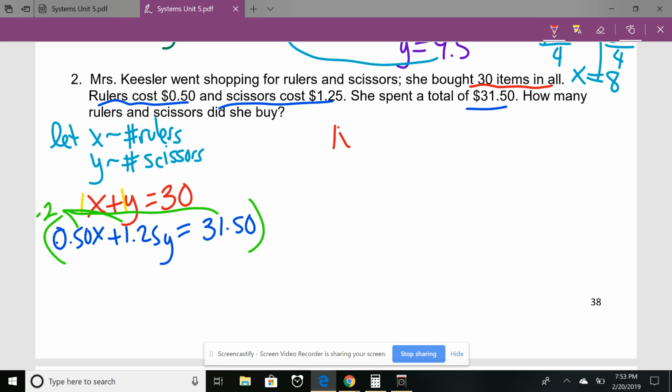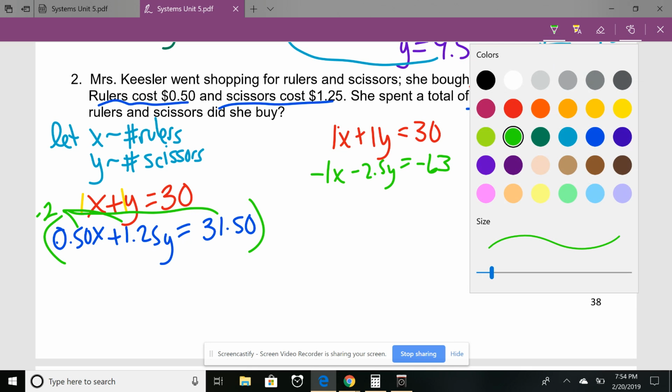So I'm going to rewrite my equation up here. 1x plus 1y equals 30. Multiply each of the bottom numbers, the coefficients, by -2, you get -1x minus 2.5y equals -63. Right? 31.5 times 2 is 63. Okay, line those up.